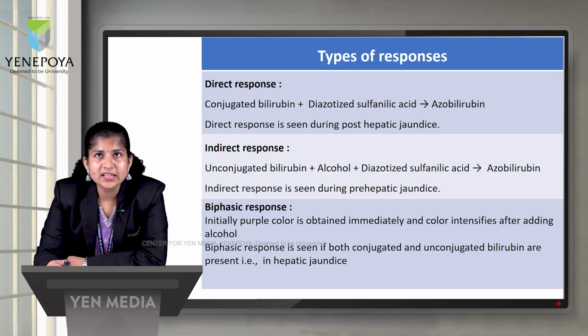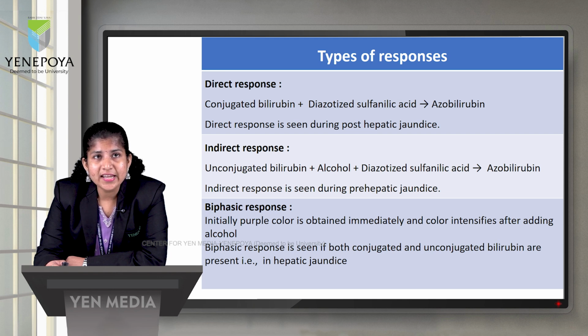We can see there are three responses under this Van den Bergh reaction. The first response is the direct response. When the serum is made to react with the diazotized sulfanilic acid, the conjugated bilirubin reacts with it and leads to the formation of azobilirubin. This direct response is seen in case of post-hepatic jaundice.